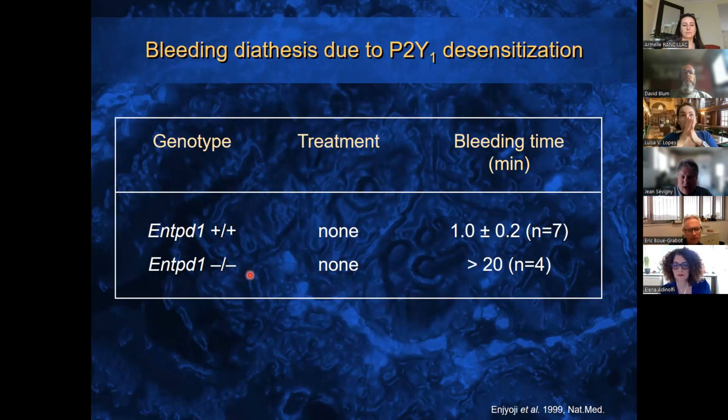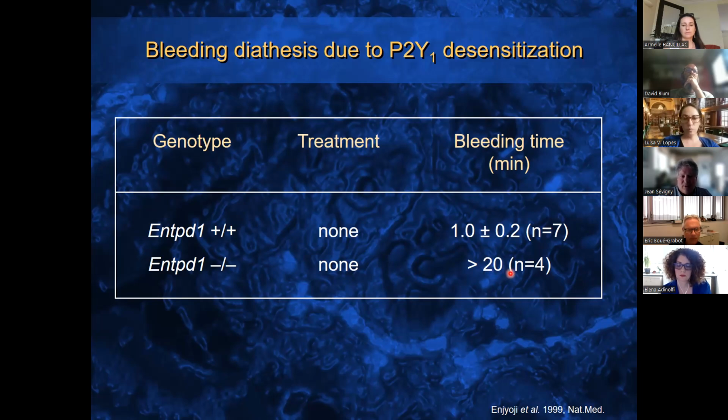But for the knockout mice deficient for NTPDase1, they did not stop bleeding. We had to stop them at 20 minutes. At 20 minutes, they might have died from bleeding. So the platelets don't work in the NTPDase1 knockout mice. To make a long story short, we observed that it was due to P2Y1 desensitization. That means that if you don't have NTPDase1, the endogenous level of nucleotides desensitizes the receptor, so the platelet is not working.